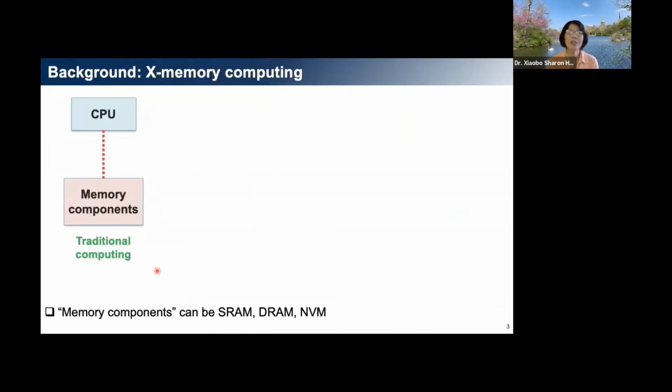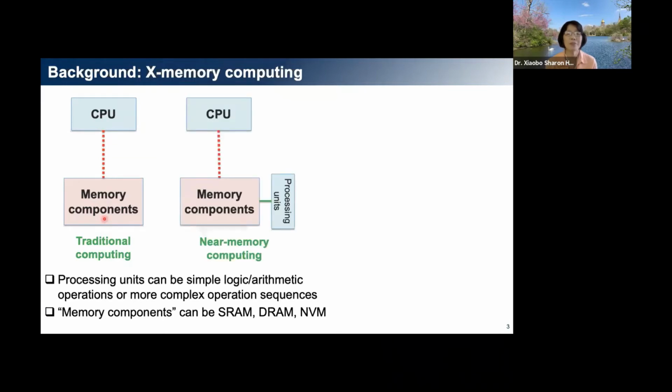So I know there are lots of different ways to define what is in-memory computing. I'll just show you what I consider to be in-memory computing. Traditionally, we have the CPU and we have the memory components. The memory components tend to be vague here. They can be SRAMs, DRAMs, non-volatile memory, whatever. And the key is you have to move the information in the memory to the CPU to process.